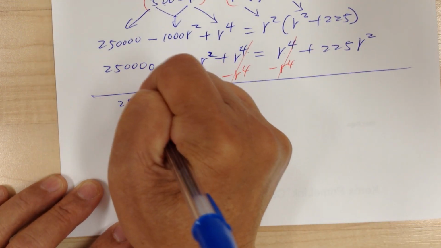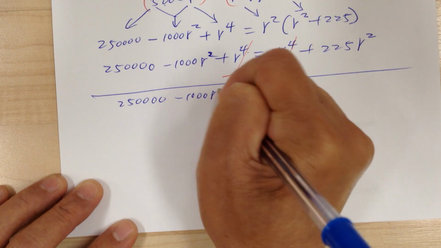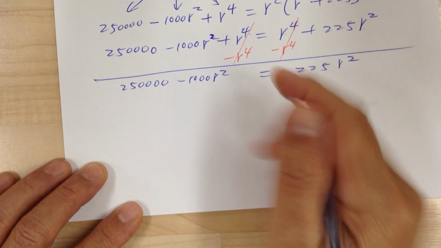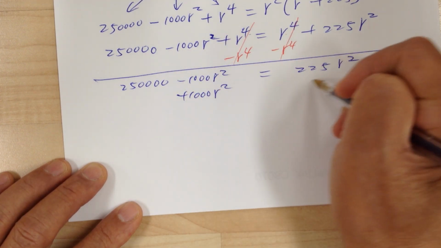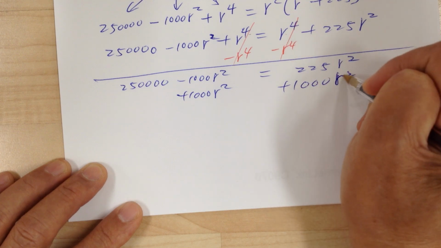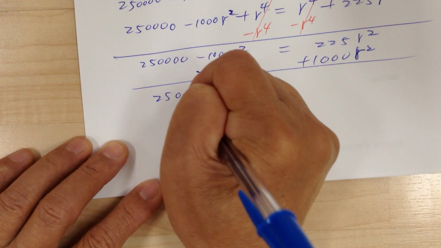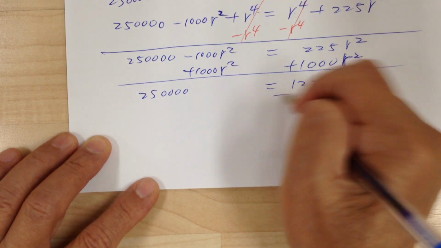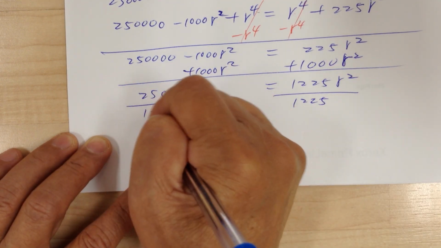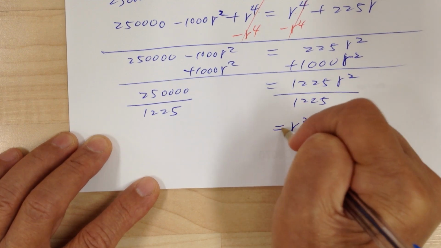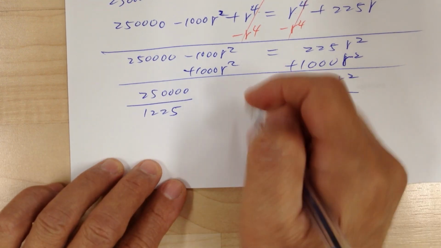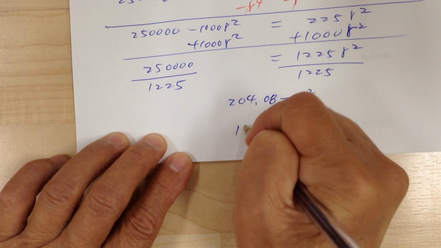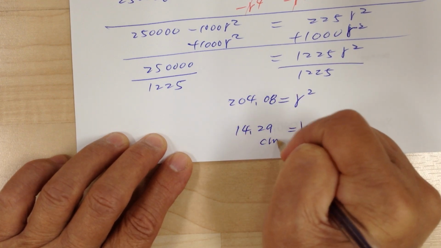So you get 250000 minus 1000 r squared equal to 225 r squared. Next, I'm going to move the variable to this side, so plus 1,000 r squared on both sides. So I get 250,000 equal to 1225 r squared. Then after that, divide by 1225. So I got r squared equal to 204.08. Take the square root, so r equals 14.29 centimeters.